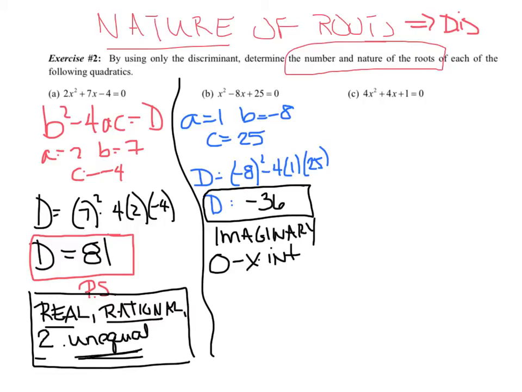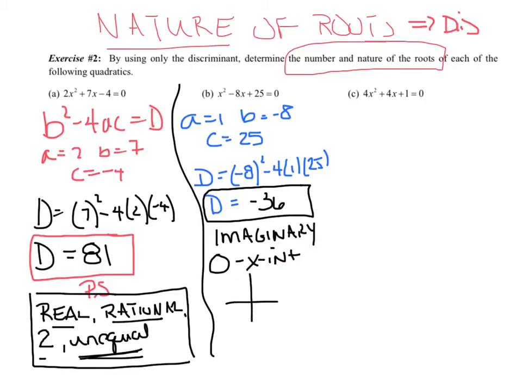So they're not real. They're imaginary. I don't have 2 of them. I have 0 of them. And that's pretty much all I need to know, and pretty much the graph. The graph, because it's a positive x squared, is sitting above the x-axis. Next one. My A is 4. My B is 4. And my C is 1.